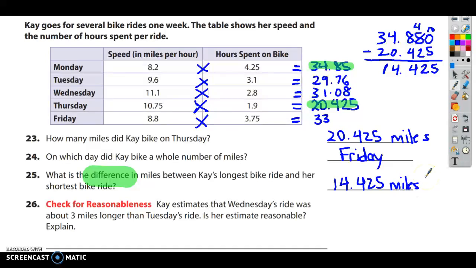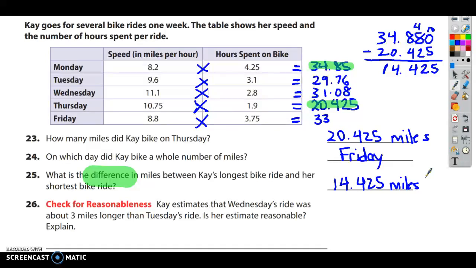Number 26 reads, check for reasonableness. We're going to need a little more space here, but I want to leave this as is, so I'm just going to squeeze it in. Check for reasonableness. Kay estimates that Wednesday's bike ride was about 3 miles longer than Tuesday's bike ride.